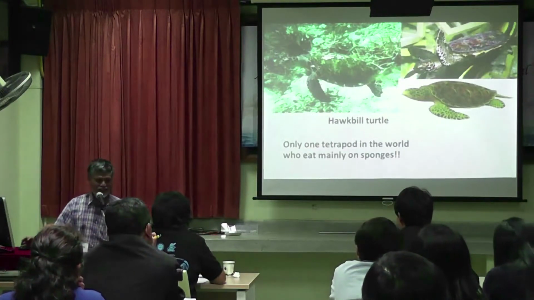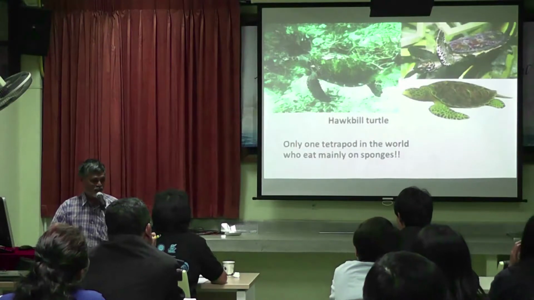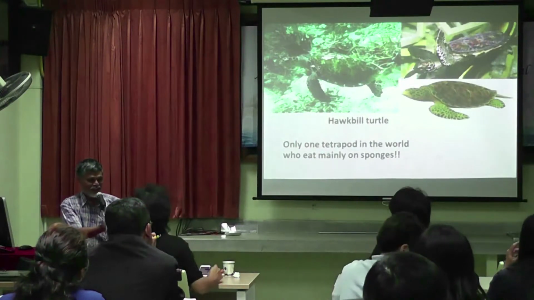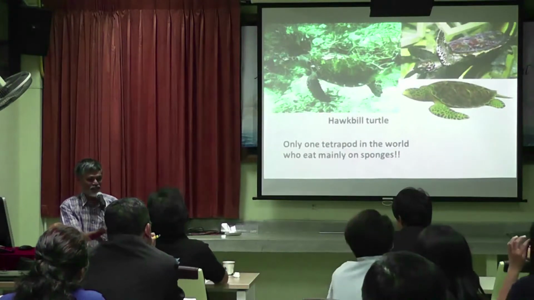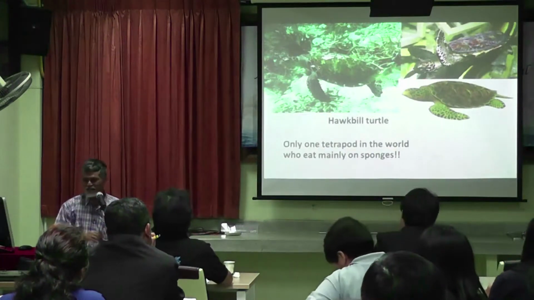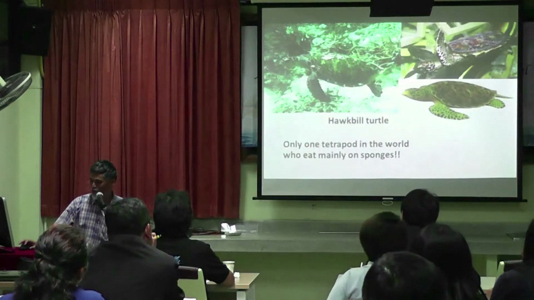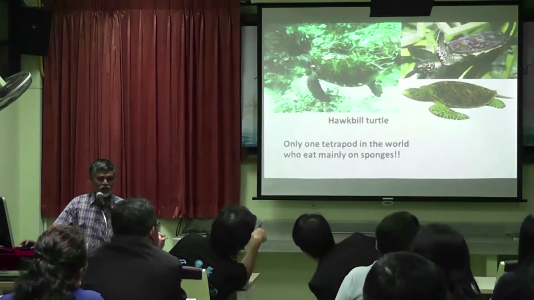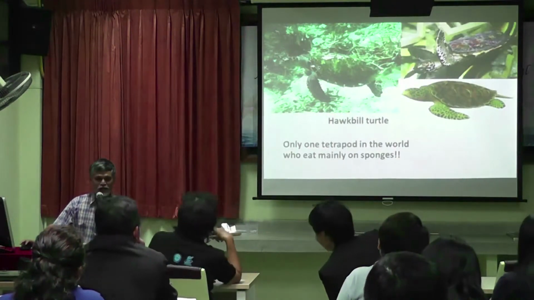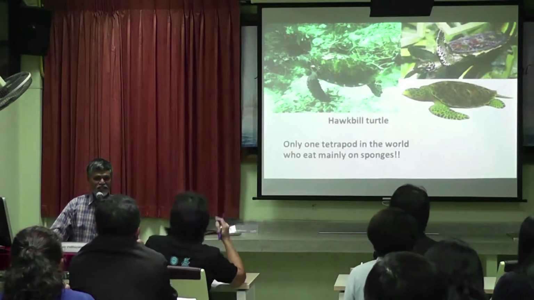Whereas other turtles look like your floor tile. When you go to the toilet, you can see the tiles. They are put together, not overlapping like on the roof. That is the other kind of turtle. So this one has a very distinctive roof-tile character, and also very distinctive biology, because this is the only tetrapod animal that feeds mainly on sponges.